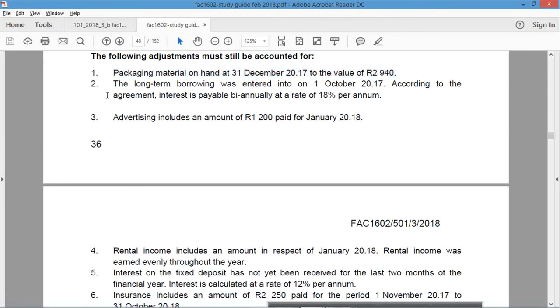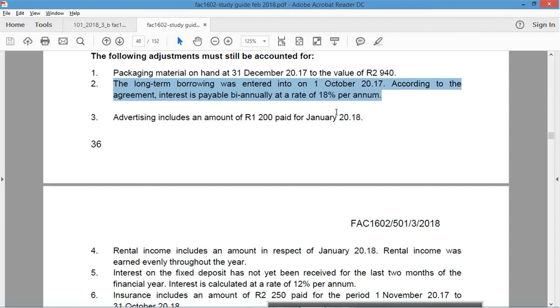Okay, the long-term loan borrowing was entered on the 1st of October 2017. According to the agreement, interest is payable biannually at a rate of 18%. So I said debit bank. Why? Because you're paying for a loan, you borrowed money. You know your bank is increased because you got money. Okay, what are they talking about? Are they talking about getting a loan, or are they talking about something else? Well, it says long-term borrowing was entered, so you did get money.